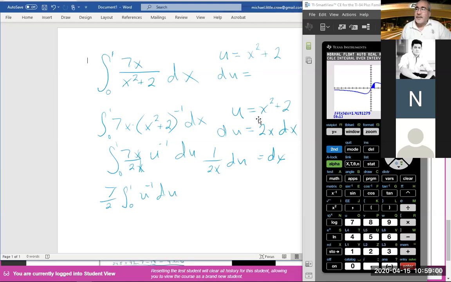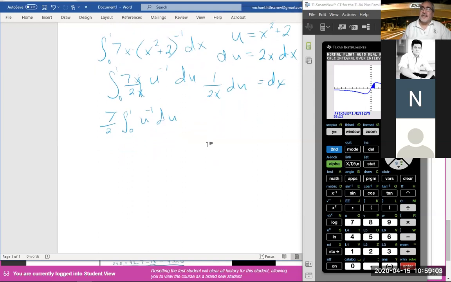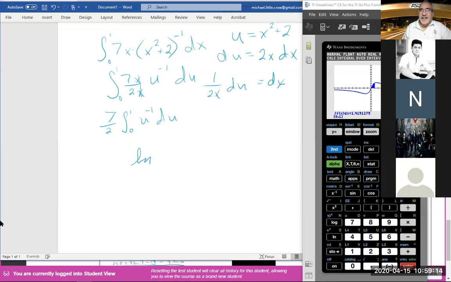And what does that integrate to? Anyone? This one is one we need to remember. Right? Natural log of u. U to the -1 is the same as 1 over u du. The other way is to work it this way: I recognize this as when it integrates, it's going to be natural log of u. This is the same thing, natural log of u, again, 7/2.